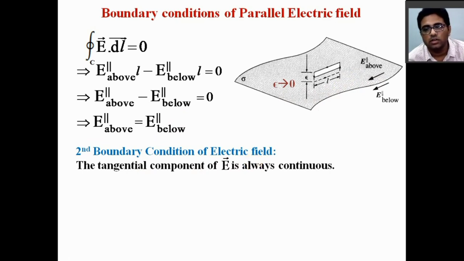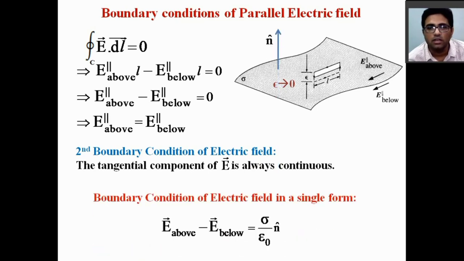Now the boundary condition of the electric field in a single form, combining the first and second conditions, is obtained like this. The difference between the electric field above and the electric field below the charge sheet is sigma divided by the free space permittivity, and the direction is along n cap, which is the direction from below to above the charge sheet.